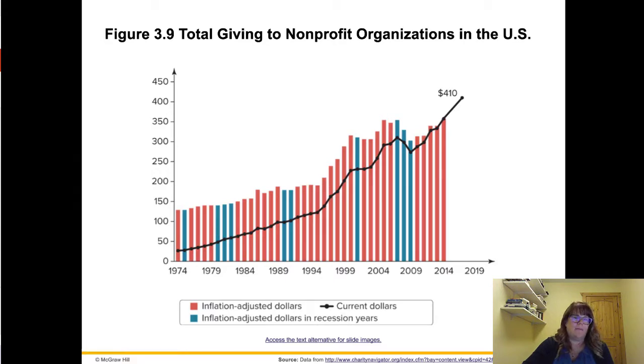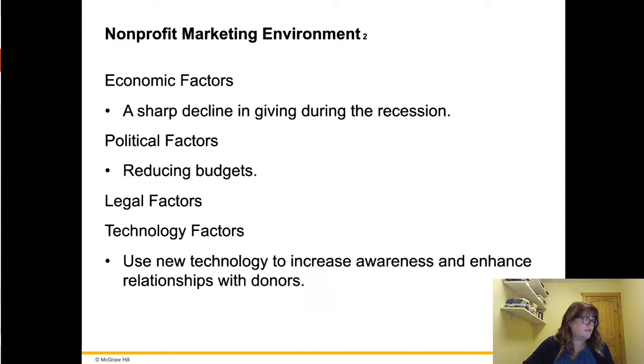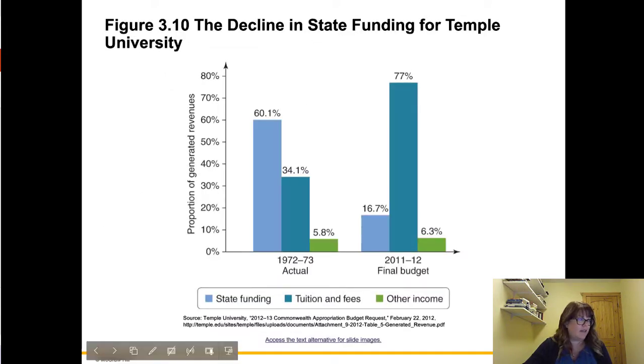And here is a visual showing the total giving to nonprofits in the U.S. During the recession that began in December of 2007, Americans reduced their overall charitable giving by over 20% from levels prior to the recession. The decline was far sharper than in previous economic recessions. And this shows a decline in state funding for a nonprofit university.